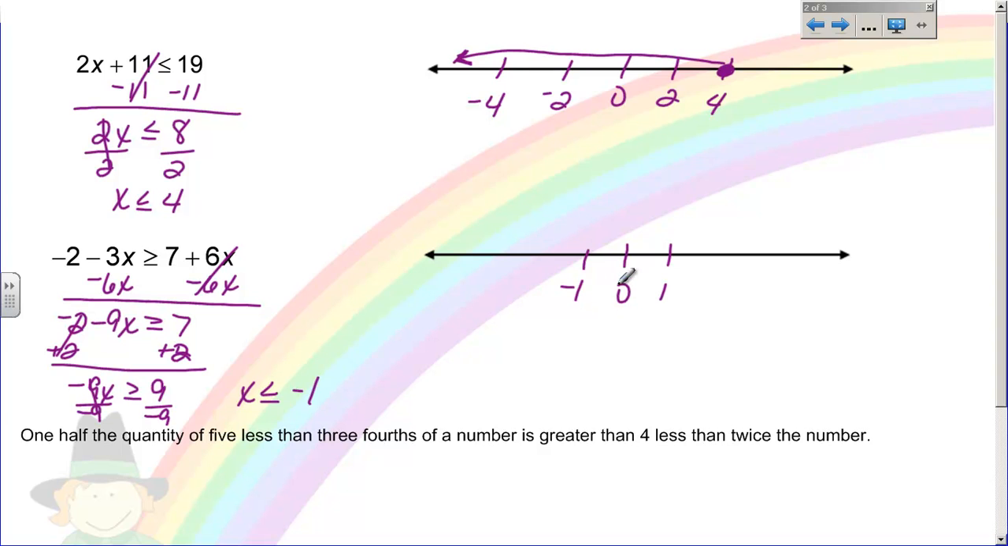So it's less than or equal to, so that means again at the negative 1 I get to color in my circle, and since it's less than because I flipped my symbol, my arrow points to the left again.